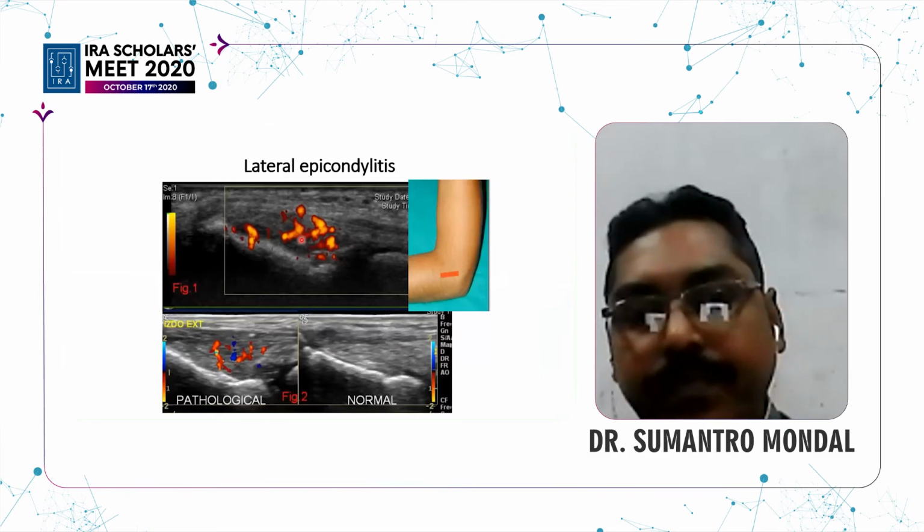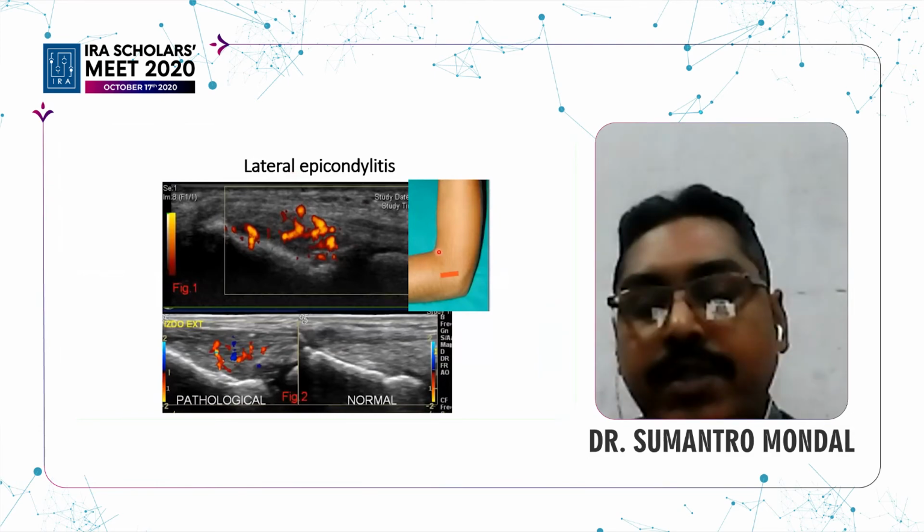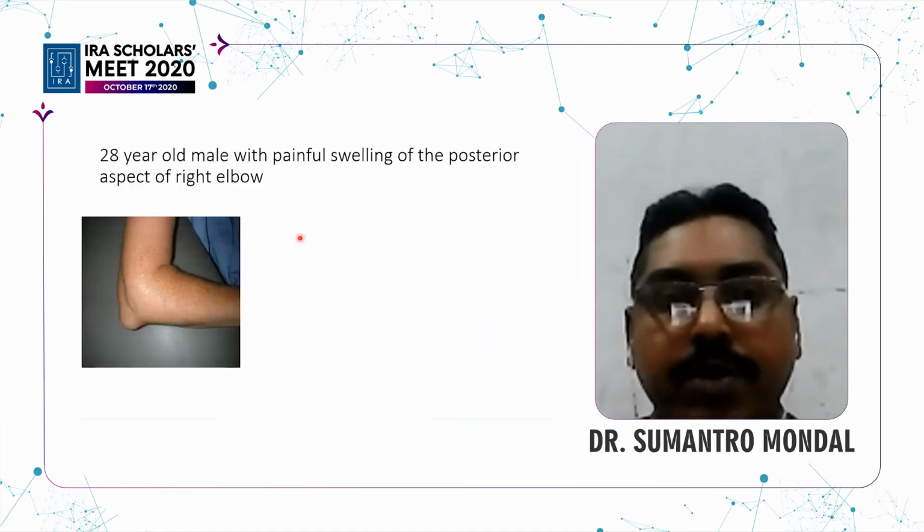The similar feature can be seen in medial epicondylitis also, except it can be found in the medial aspect at the origin of the common flexors.